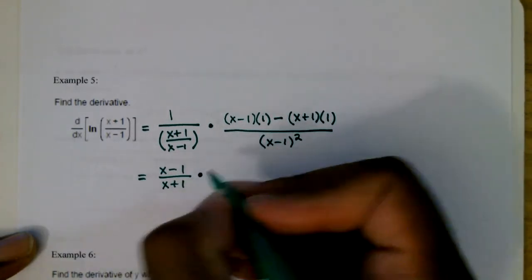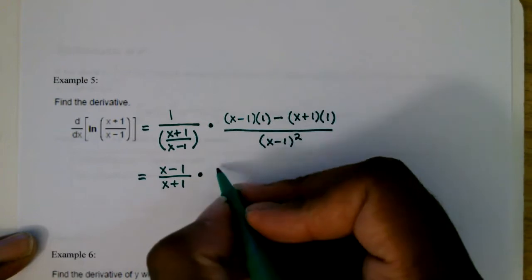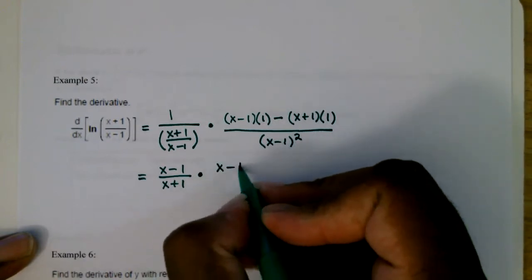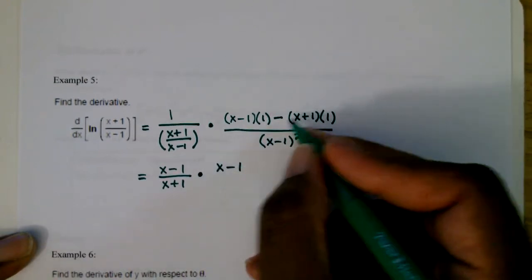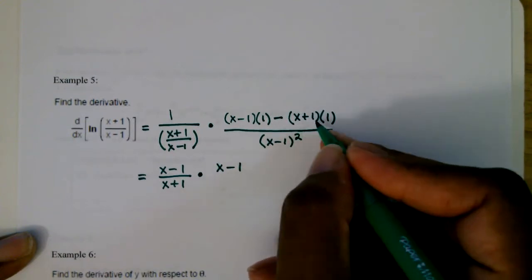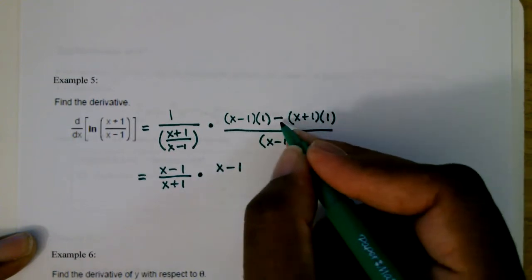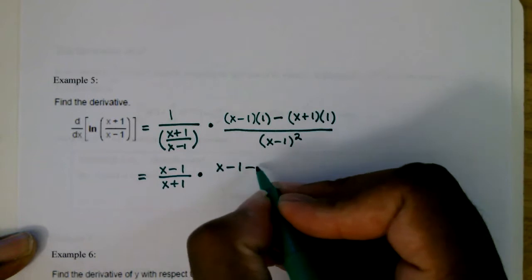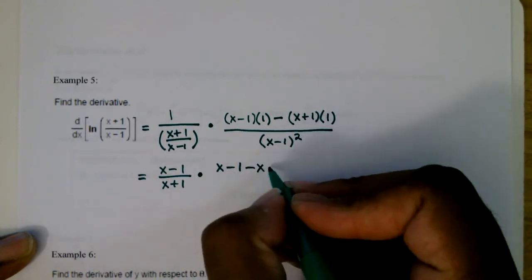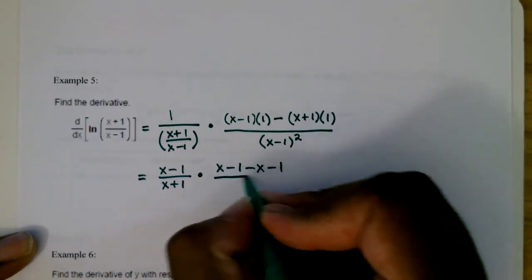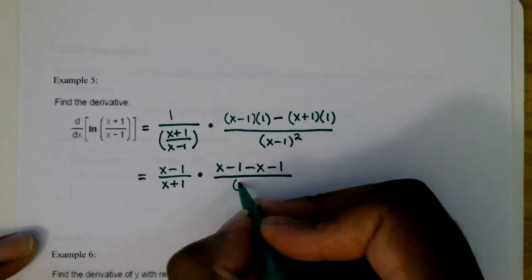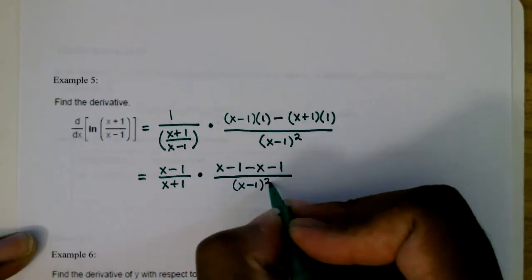Now I'm going to multiply that by 1 times x minus 1, which will be x minus 1. Now, the negative will change the sign of every term in the parentheses. So the minus will make the x minus x. The minus will make the plus 1 minus 1. That's going to be divided by x minus 1 quantity squared.